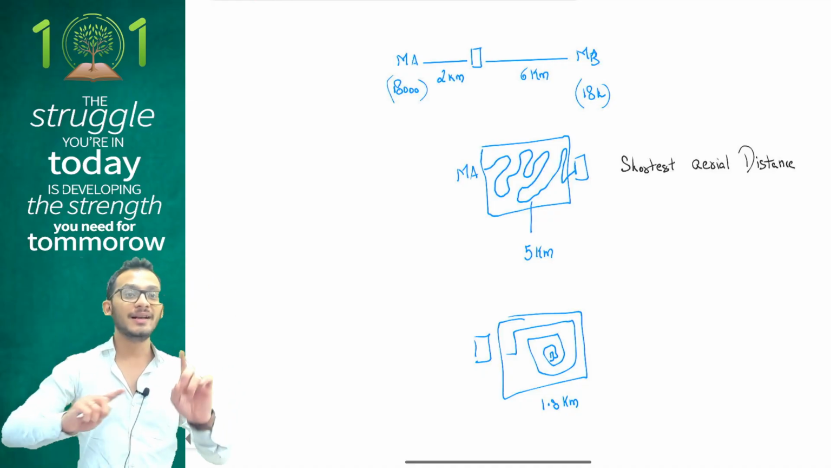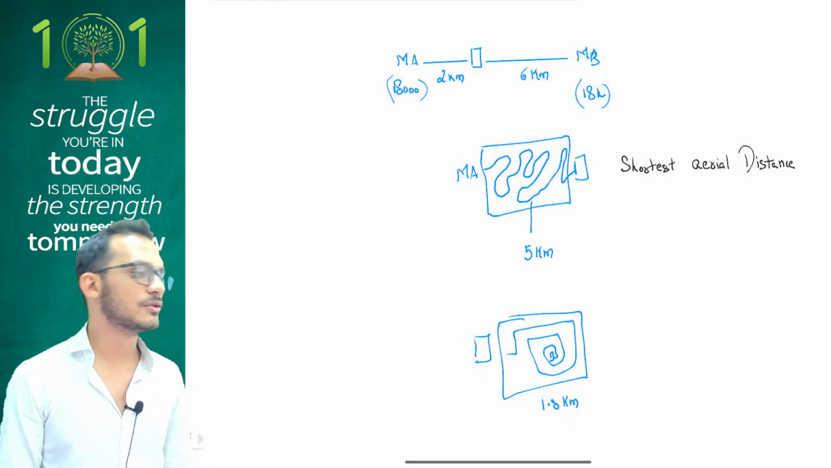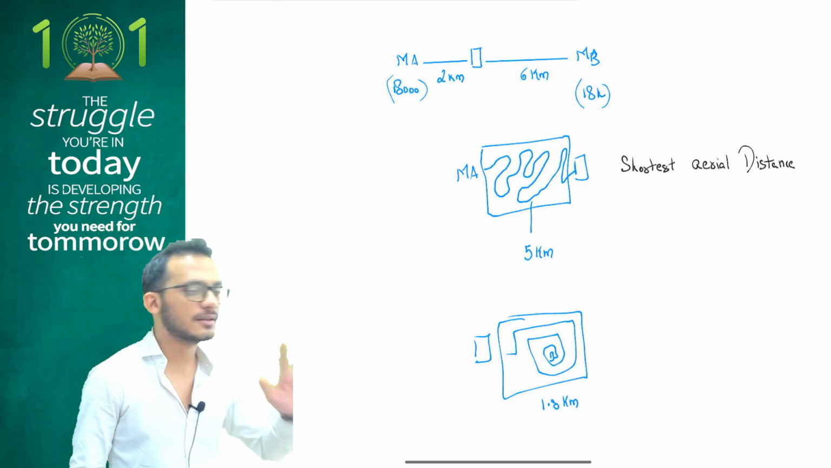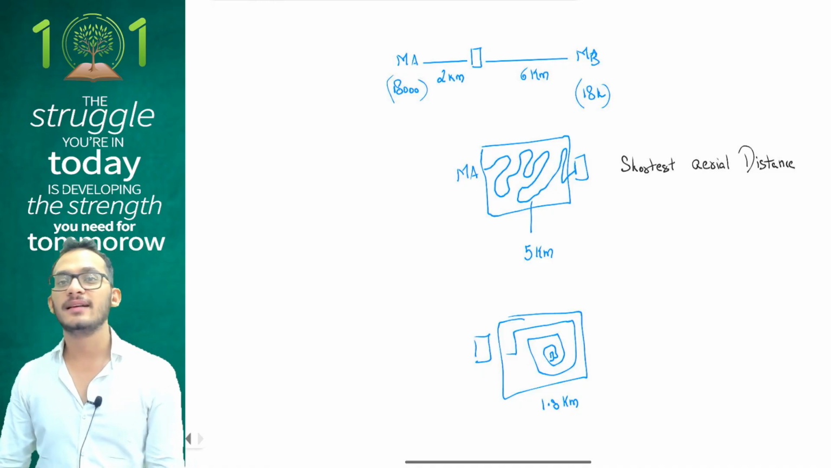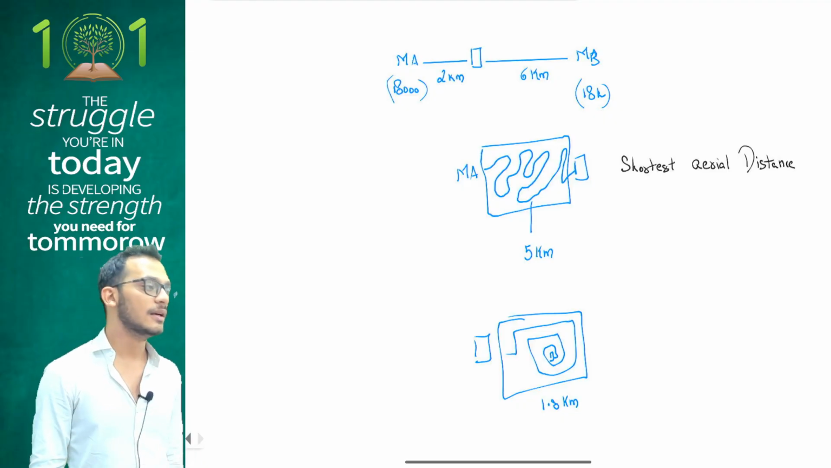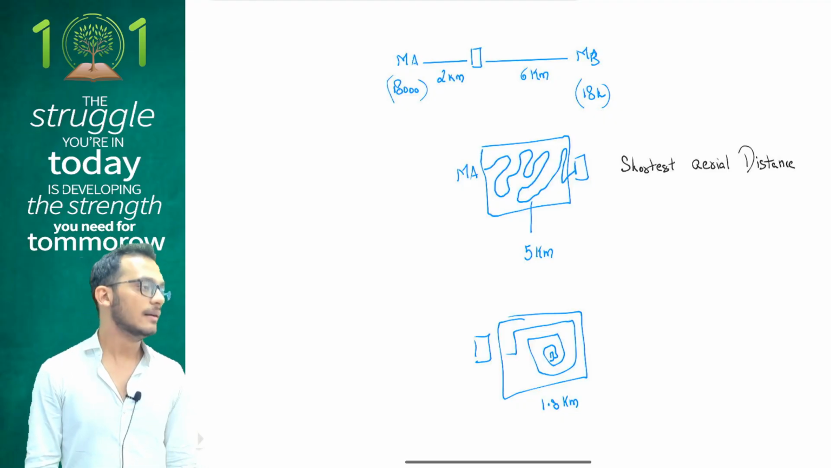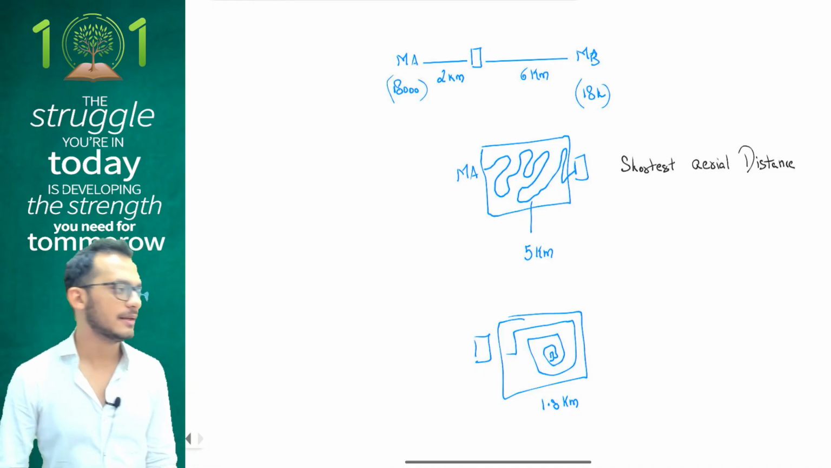From here to here on the air, if you look at the distance, how much does it calculate to? If it calculates to within 2 kilometers, this is urban land. So what does the provision say, people? You should check the shortest aerial distance from the nearest municipality.